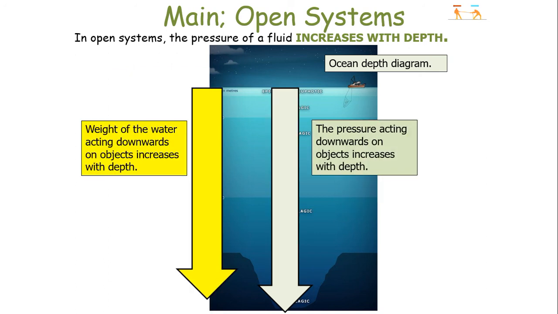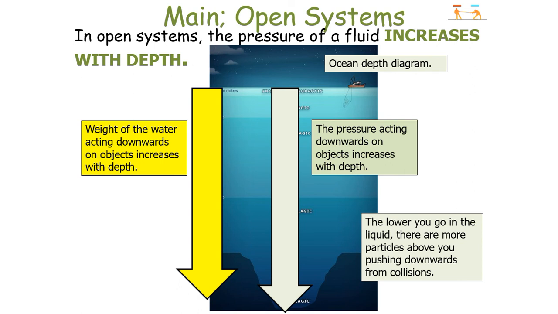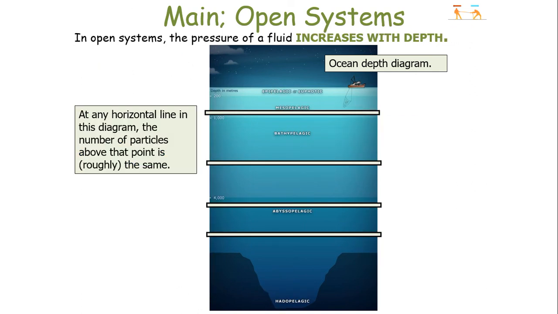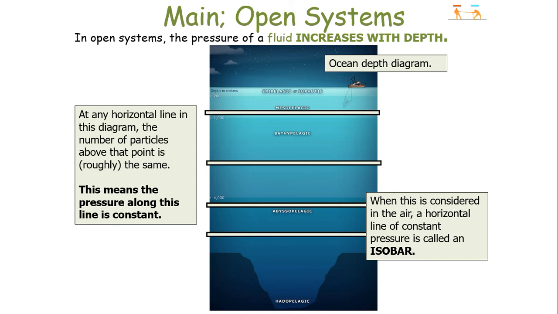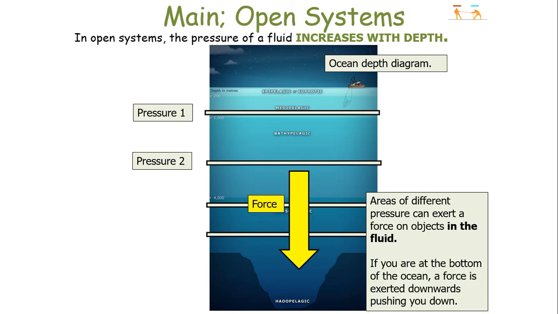So the weight of a fluid will increase with increase of depth, and the pressure acting downwards increases with depth. So that's a very, very important idea. In open systems like oceans and lakes, if you go horizontally across, there's roughly the same number of particles above that point, so the pressure is constant as you go along that system horizontally. So when you move along these horizontal lines, you're experiencing a constant pressure. And in air, we call these ideas isobars.